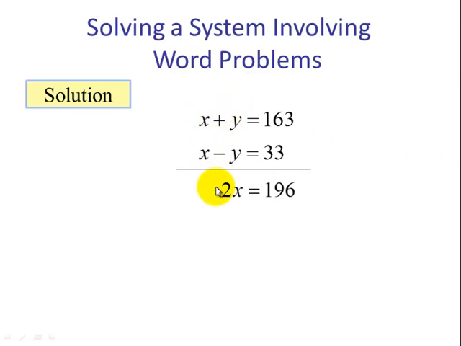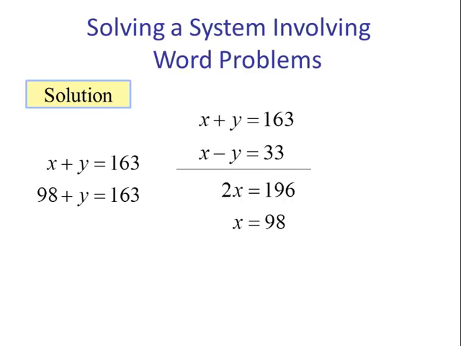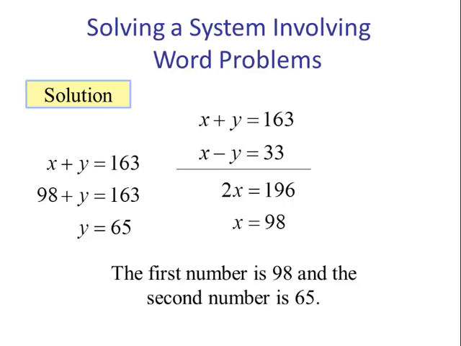So x plus x is 2x. 163 plus 33 is 196. Dividing by 2, x is 98. To find the other number y, we take the first equation, we substitute 98 for x, and y turns out to be 65. So the first number is 98, and the second number is 65.